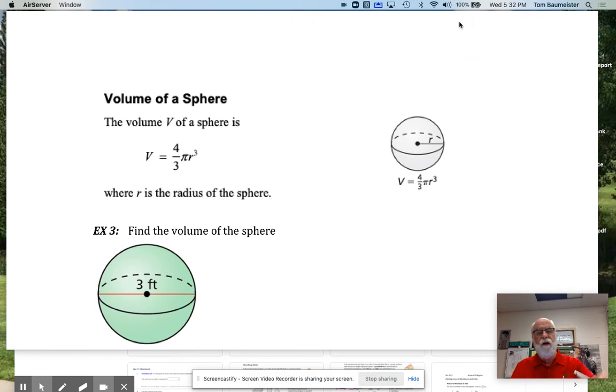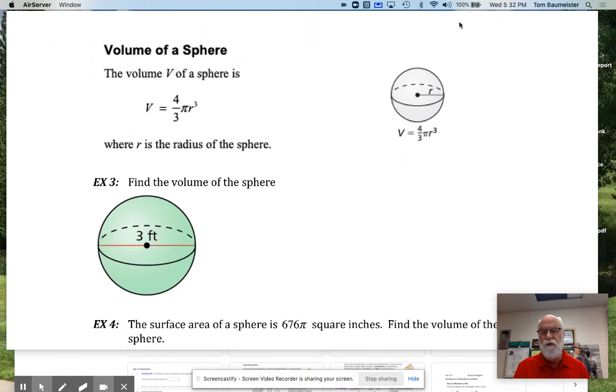The volume of a sphere, so the next page, is 4/3 pi r cubed, where again, r is the radius of the sphere. Again, it's at the great circle. So, first one here, find the volume of the sphere. I'm going to do the same thing here, and you'll see why.